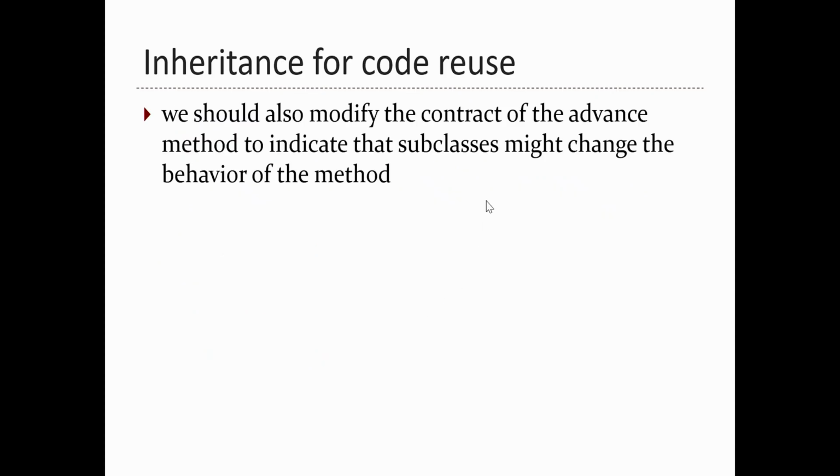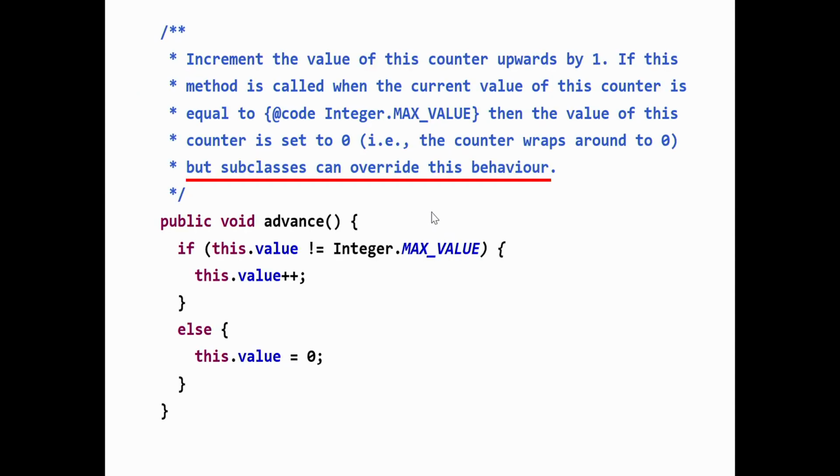Okay, now if I'm going to adapt this counter class to be used for inheritance, then what I have to do is go in and probably modify the contract for advance to indicate that subclasses might change the way the method works. So the contract says it increments the value of the counter by 1. If the method is called when the current value of the counter is equal to integer max value, then the value of this counter is set to 0. That's what the original contract read as. And so that means any class that overrides advance has to also wrap the value back to 0 if they override the method.